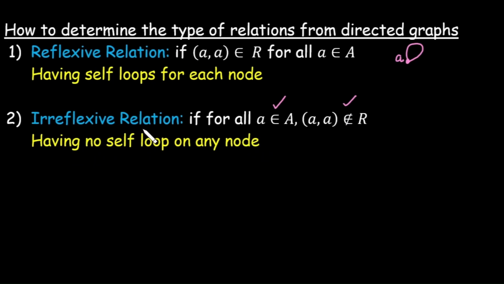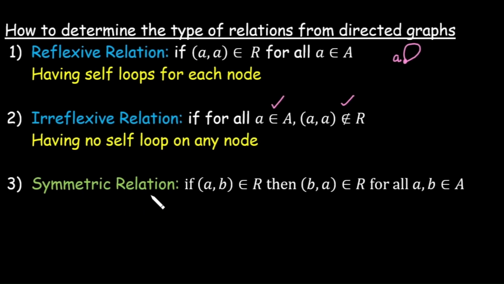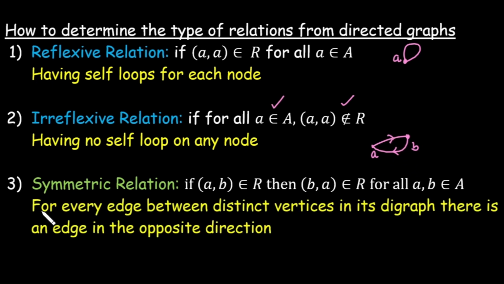Whereas in a symmetric relation, we say that if the ordered pair (A, B) is a part of the relation, then the reverse should be there. It's like if there is an edge from A to B, then there must be a second edge from B to A in the opposite direction. So from the directed graph, we can say that the relation is symmetric if and only if for every edge between distinct vertices in its diagram, there is an edge in the opposite direction. Meaning, if there is an edge in one direction, then there should also be an edge in the opposite direction.